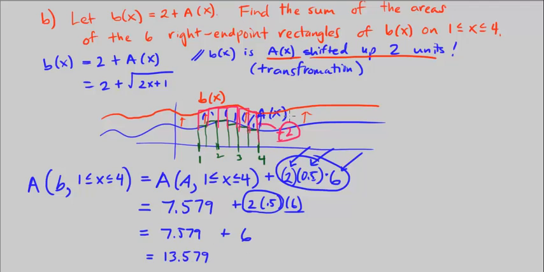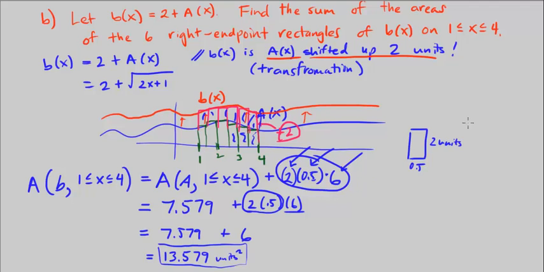13.579. So we didn't have to do anything else, and we could just see that if we shift a of x 2 units to get b of x, we're just adding a standard rectangle of height 2 units, the same base, 0.5, to each of the existing rectangles. And again, this is units squared, and let's box our answer. And that's part B of the problem.